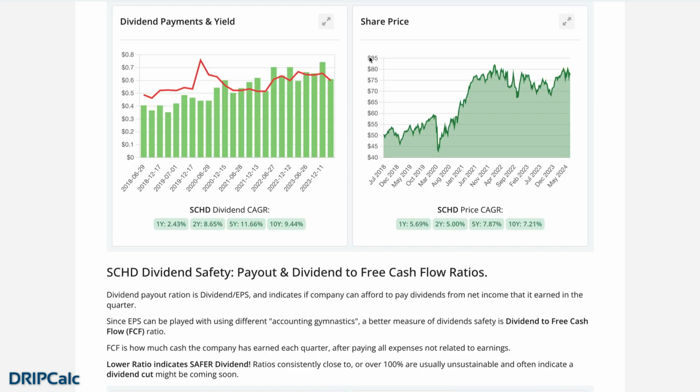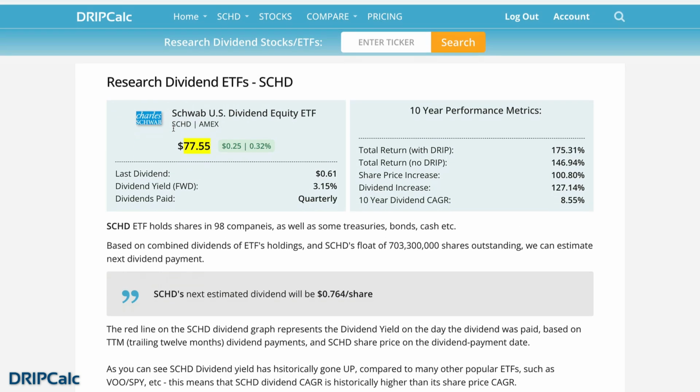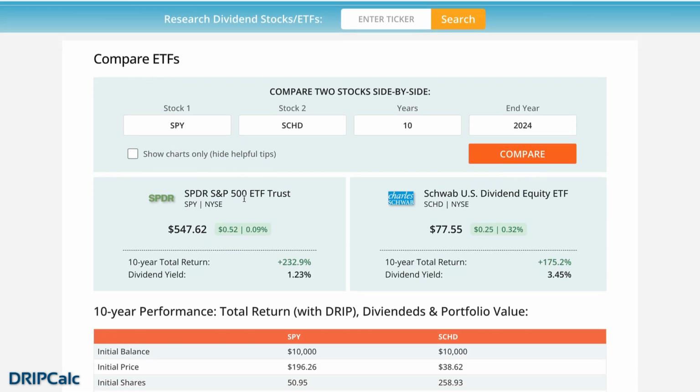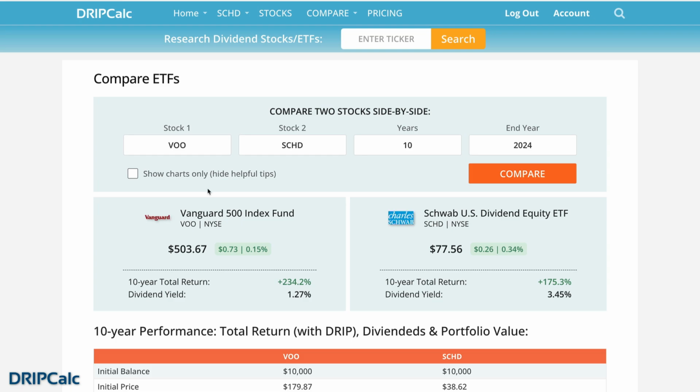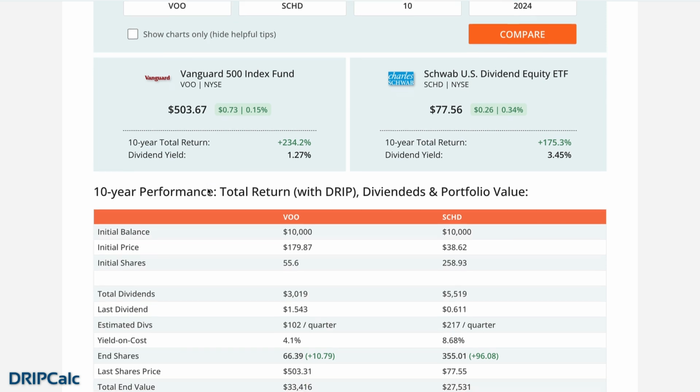Now let's see how SCHD compares to other dividend ETFs. So SPY is the number one go-to, or SPY or VOO. Most actual investors go with VOO because it has lower fees, and so it actually has a slightly higher return than SPY. It's insignificant over 10 years, maybe 1% in total, but that is derived basically from the lower fees and lower cost of the fund.